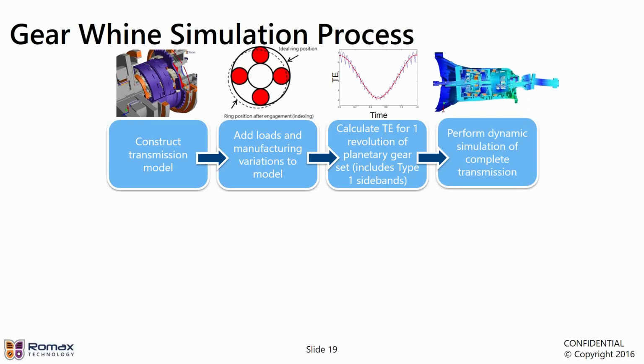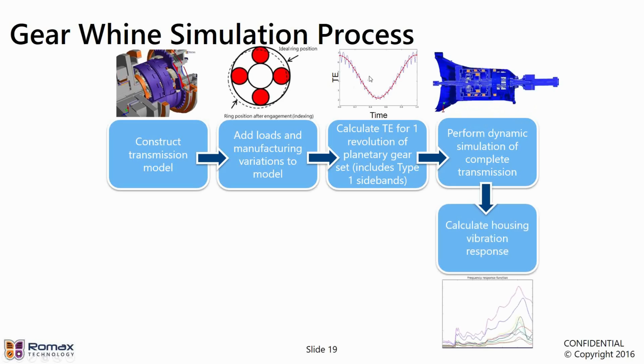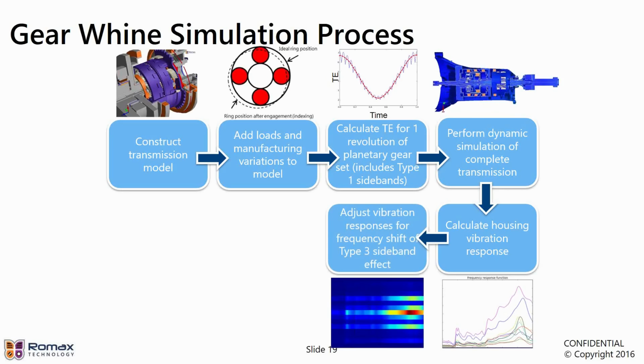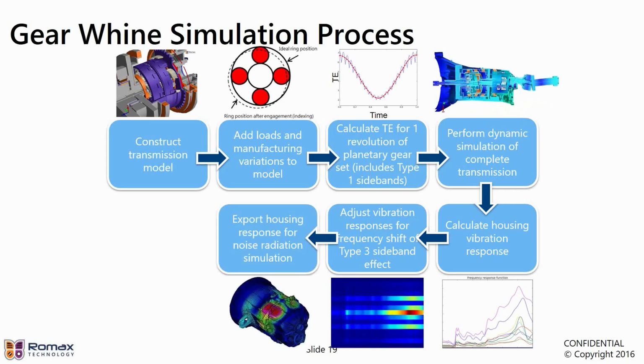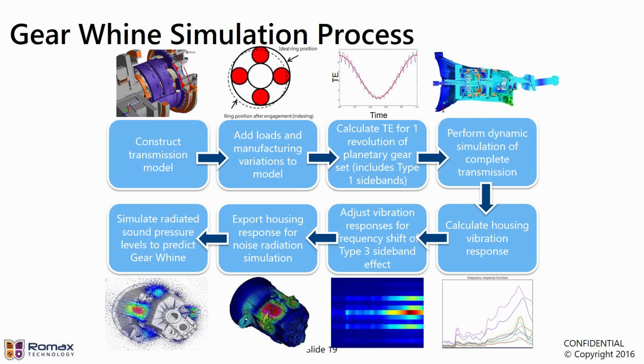We then can, as we saw in the previous webinar, do the dynamic simulation, create the frequency domain model, get the mode shapes and natural frequencies and so on, apply those transmission error excitations, which include those type 1 sidebands, and predict the response on the housing. What we then have to do is account for those type 3 sidebands as well, those frequency shifts due to the coordinate shift, and we've developed some new software capabilities that allow us to do just that and take account of those type 3 frequency shift effects. And then, of course, we've got the vibration on the housing, but often we're interested in the radiated noise, so we can export that housing vibration, put it through radiation simulation software to predict the noise radiation and the radiated gear whine.